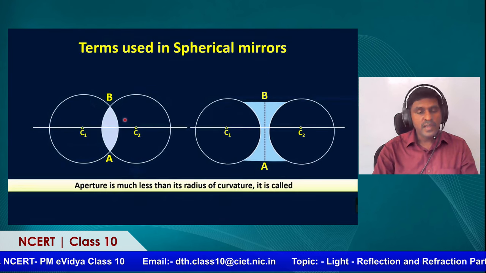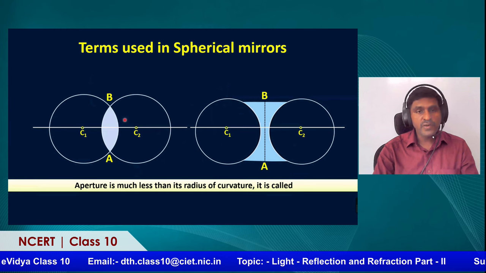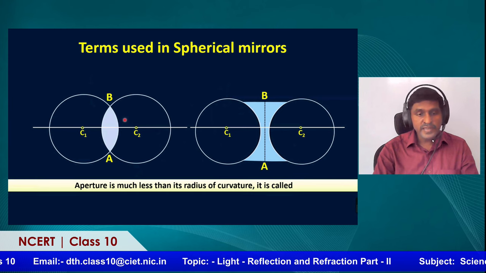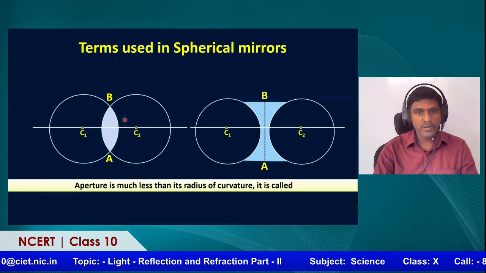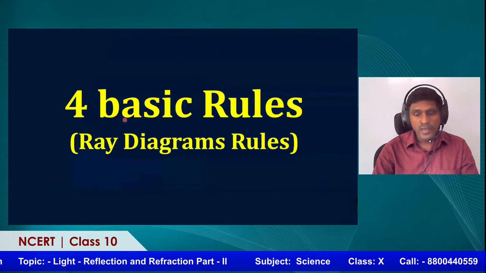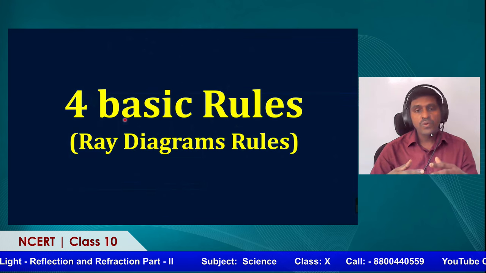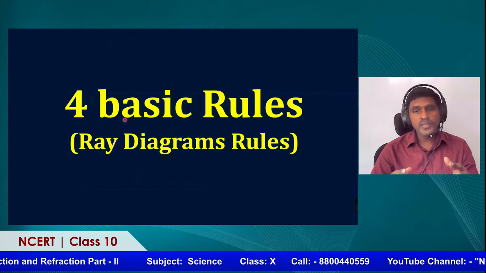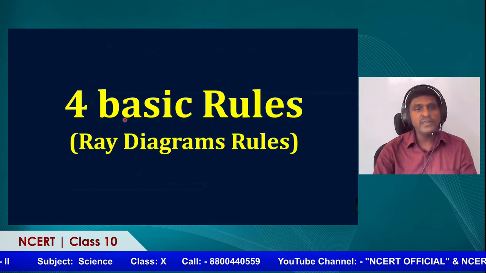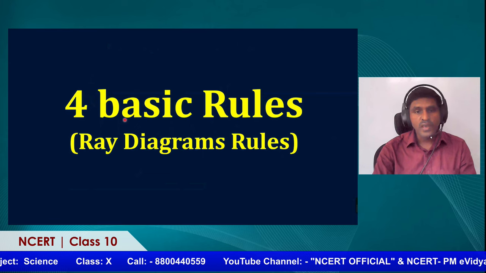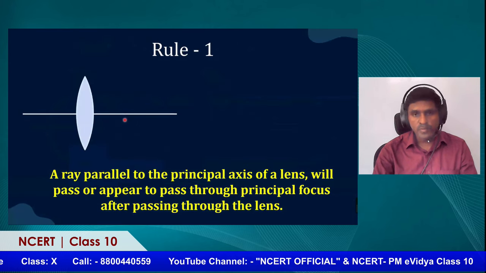Normally the lenses which are used in our labs are called thin lenses. In a thin lens, the aperture must be much less than its radius of curvature. Now, if you want to learn about ray optics, we need to know the basic rules for ray diagrams. There are four basic rules.